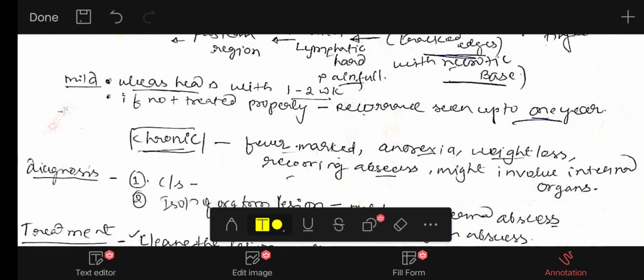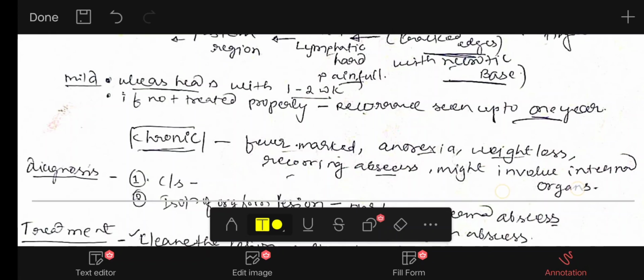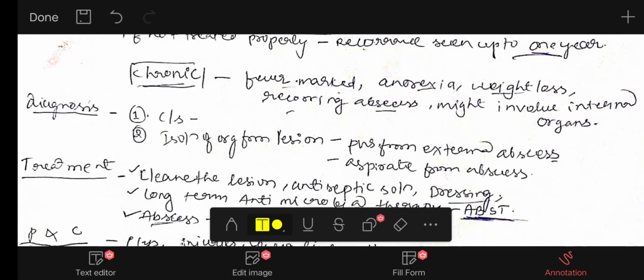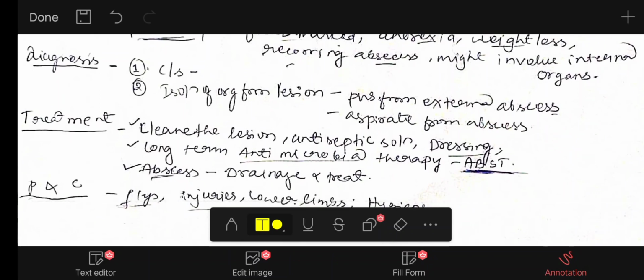In the mild clinical form of the disease, the ulcers will heal within 1 to 2 weeks, but if not treated properly, then recurrence will be seen within up to 1 year. In the chronic form, there will be marked fever, anorexia, weight loss, and other systemic signs, and recurring abscesses, which may involve some internal organs also. When it comes to diagnosis, it is mainly based on the clinical signs and the isolation of the organisms from the lesion.